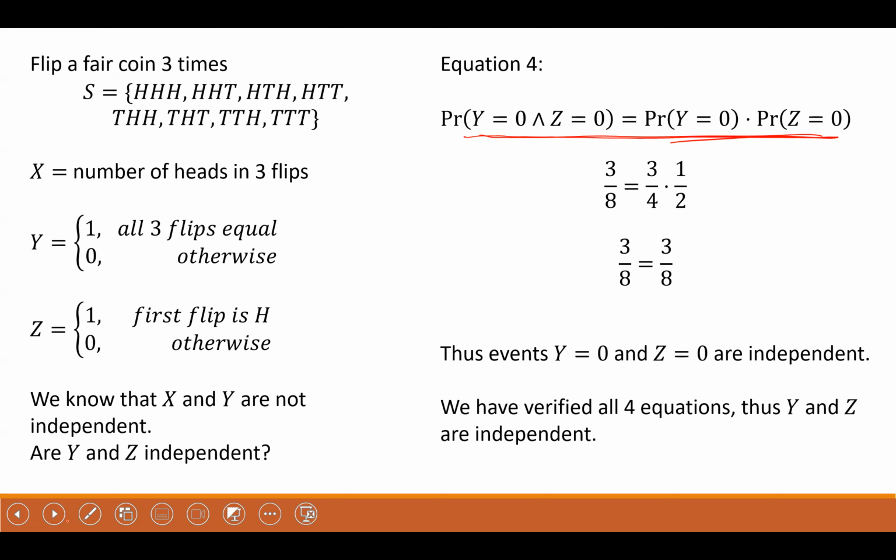Okay, and that kind of makes sense, right? If I tell you Y equals 1, all the flips are the same, and then I ask you, well, is the first flip heads or tails? And you say, well, I don't know, right? I mean, that gives you no information about the first flip. Likewise, I tell you that the first flip is heads, and then I ask you, do you think all 3 flips are equal? And I mean, there's no way of knowing, right? There's no way of knowing beyond what you already know, what the probabilities are.